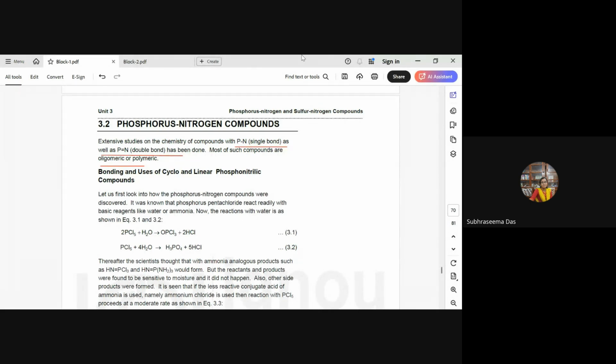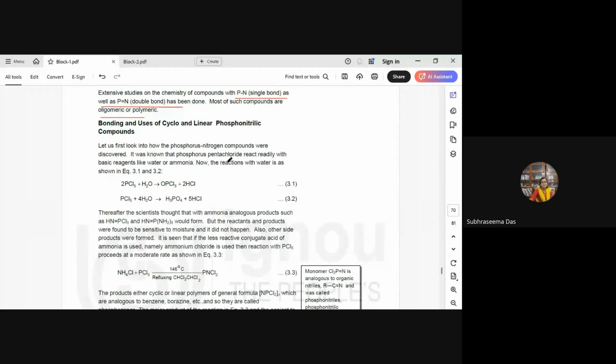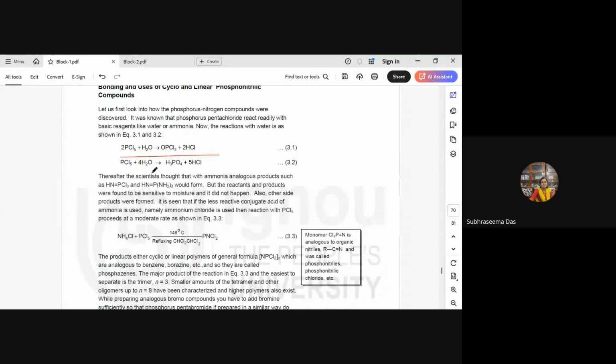So first we will look into how these phosphorus nitrogen compounds were discovered. First, it was well known that phosphorus pentachloride, that is PCl5, reacts readily with basic reagents like water or ammonia. So here you can see PCl5 plus H2O forms POCl3 plus HCl. Similarly, PCl5 plus H2O forms H3PO4 plus HCl.